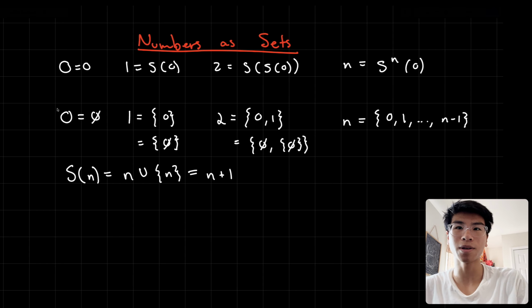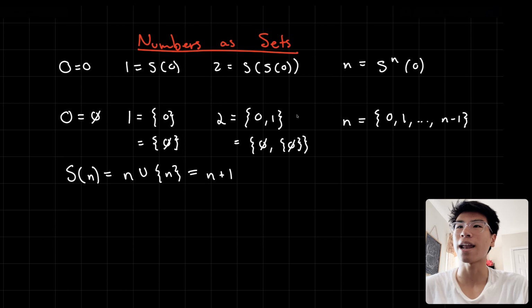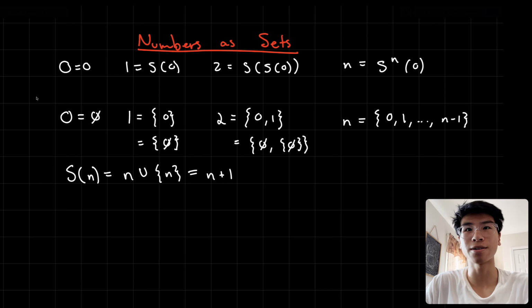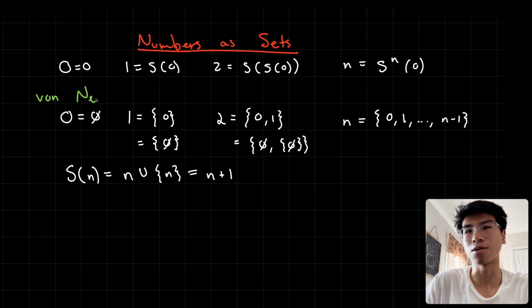All we need to start with is 0 being the empty set and use this successor function over and over again, and we can get sets that have the same cardinality as the number they represent, and they're as simple as possible. In honor of its creator, these numbers are known as the von Neumann Ordinals.